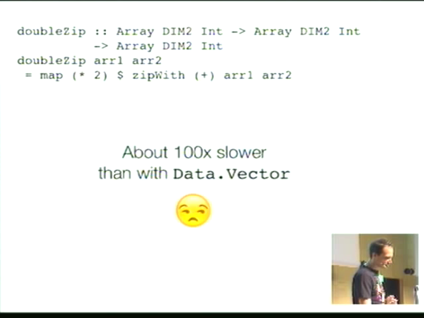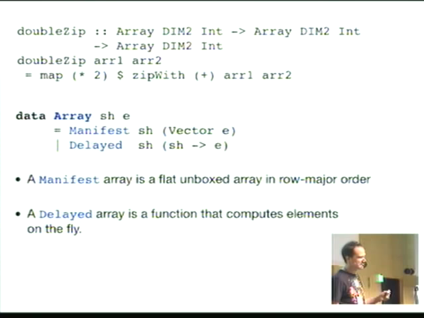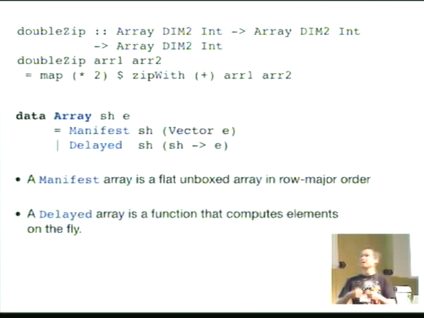So Repa supports two sorts of arrays. Manifest arrays, which are real data elements in memory, usually in unboxed data vectors. And it also has delayed arrays. And a delayed array isn't real data. It's really a function which takes an index of the element that you want and gives the element value. So Repa arrays exist in these two different modes, real elements and then element producing function.